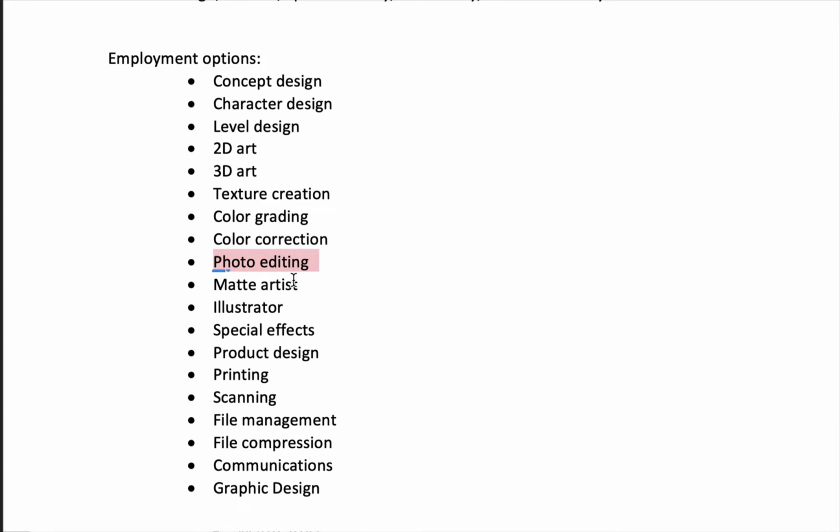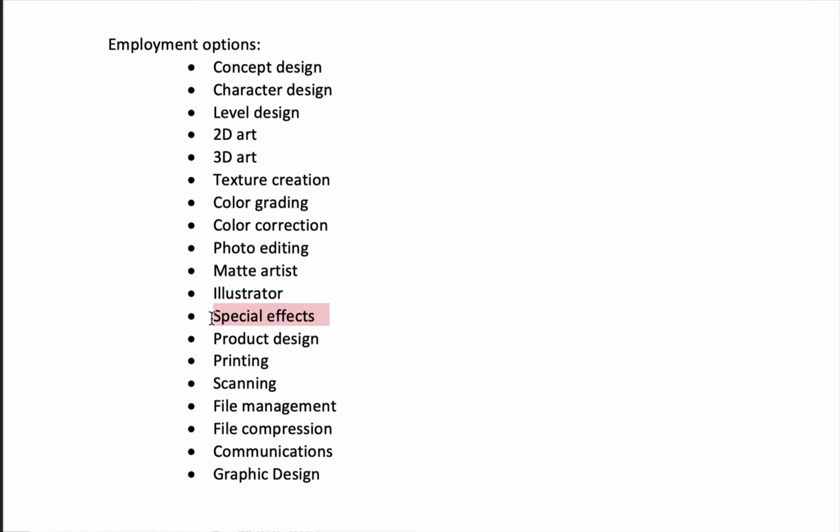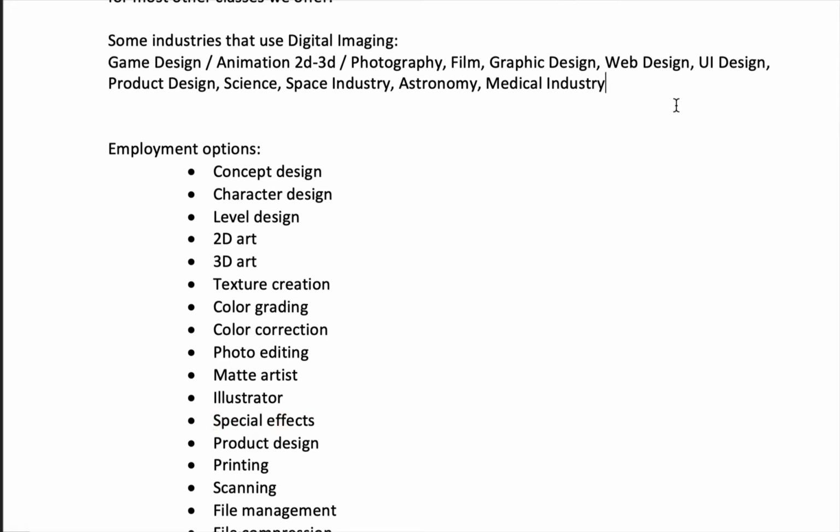Obviously, photo editing, I mean, most people think of that, just manipulation and editing of photos. A matte artist, which is a lot like a 2D artist or illustrator, kind of similar but different. Maybe illustrator makes sense to you. Painting, a digital painter. Special effects people doing film industry work for green screen, or we could put motion graphics in there. I didn't put that up there. I should put that in there.